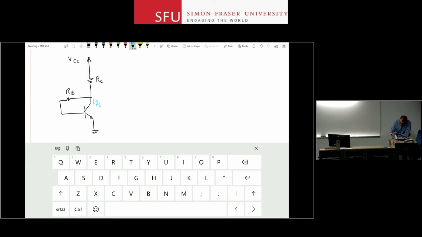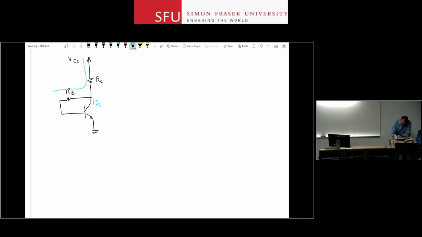My goal is to find IC. So if I write a KVL going from VCC around the transistor, because I don't want to go across VCE, I don't know that, I notice that this current is IB and this current is IC plus IB, because it splits into these two currents. So I write my KVL: VCC is RC times (IC plus IB) plus RB IB plus VBE. And if I calculate IC from here, I can see that IC is VCC minus VBE divided by RC times 1 over beta plus RB divided by beta.